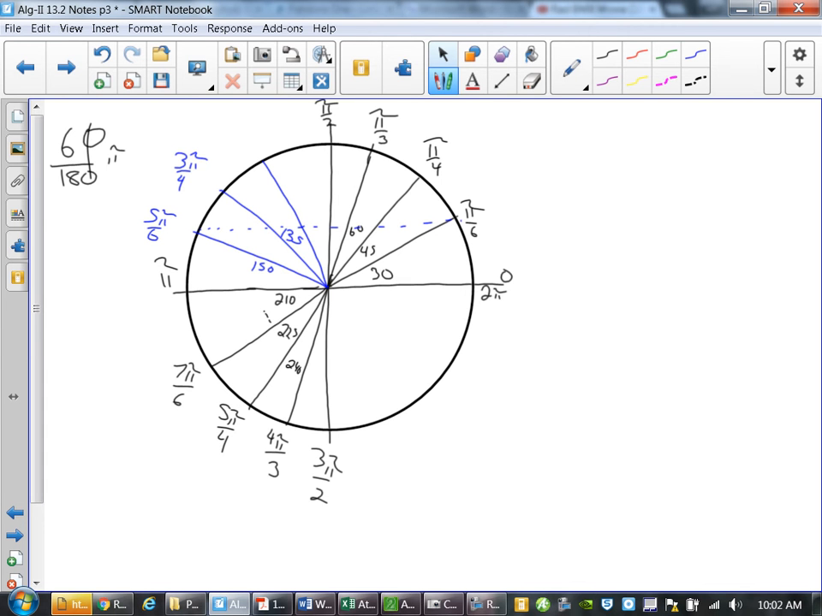Same deal with the 60-degree reference angle. Going up 60 degrees from 180 is how much? 120, good. What is 1/3 of a whole? Take out a third from the whole. 2/3. You came up a third.